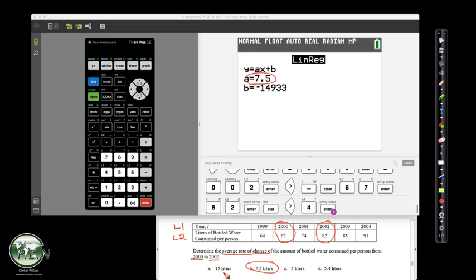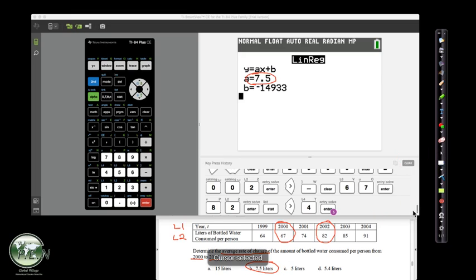Now the thing is, when people do this by hand, they'll take 82 minus 67, they'll get 15 and they'll think they're done. They forgot to divide by the 2-year difference to get the average. So by doing it with the stat feature in the graphing calculator, you get the real understanding of what's going on here. We're getting the average rate of change between these 2 points. Okay, and that's what we're looking for.